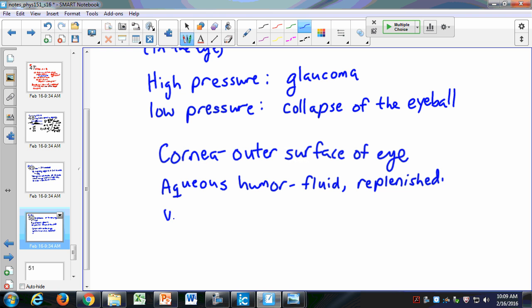Okay, so you need to know the vitreous humor. You should already have this. But this is not replenished. It helps keep the shape. You also need to know the lens and the retina.